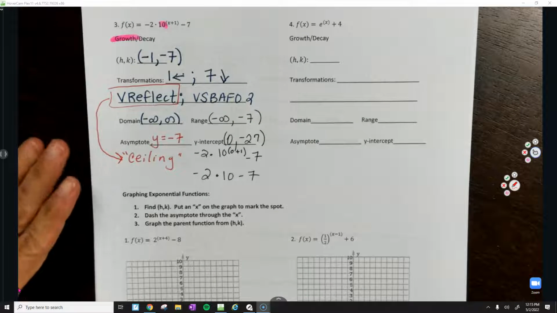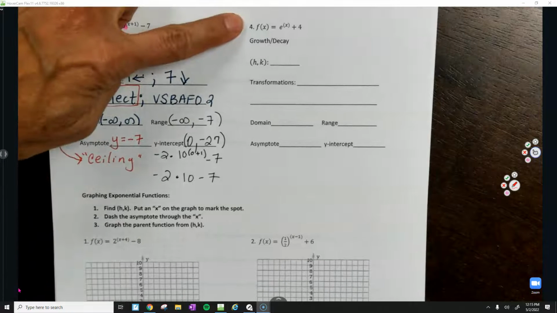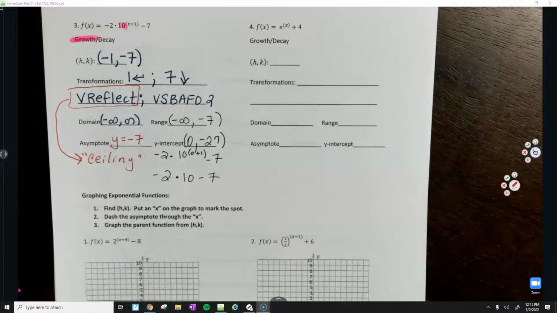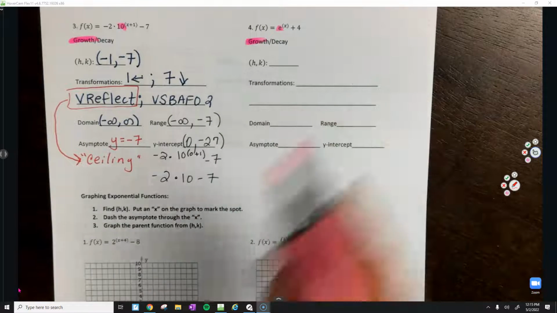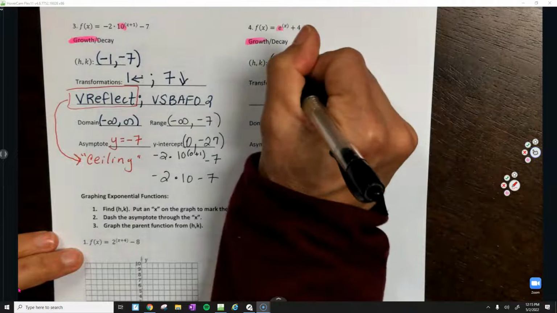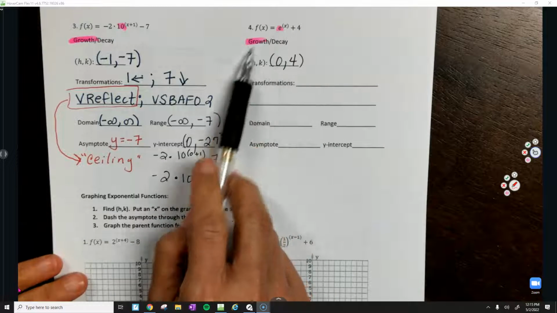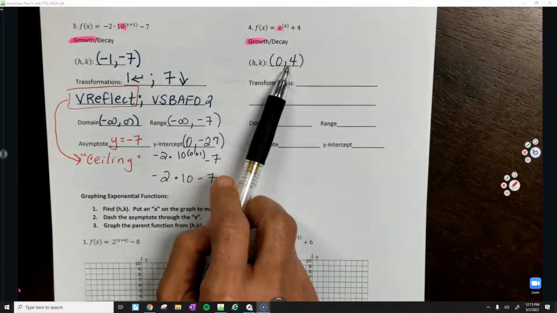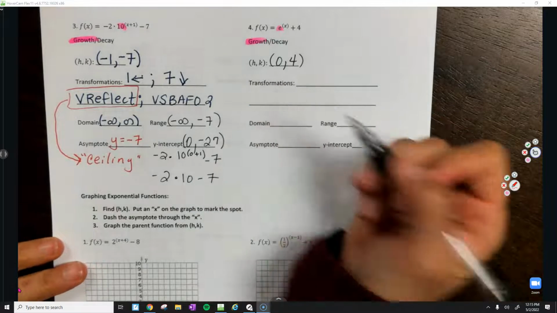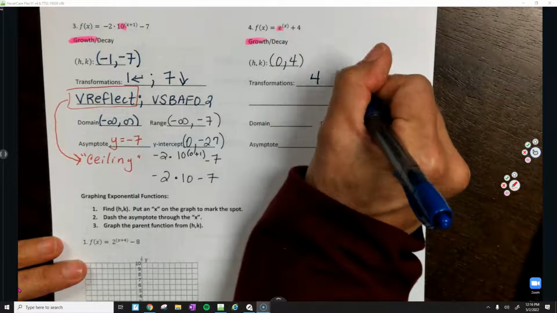Let's go ahead and talk about number 4. Remember, for number 4, the natural number is 2 point something. So we know that it's going to be a growth because e is greater than 1. Your HK is just going to be 0,4 because we don't have anything in the parentheses. If we don't have anything in parentheses, then you don't have any sideways movement. So you only have one transformation. The only transformation that you have is this graph went up 4 units.